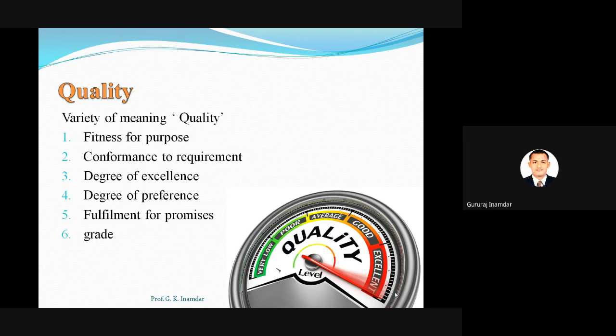Is it right? Conformance to the requirement. Again, conformance to requirement is nothing but we have to fulfill the requirement of that customer with the help of guarantee or warranty. So this is also quality. Degree of excellence: whatever your product is, it should be excellent, if you consider the number of points as per the customer requirement. So degree of excellence, we can say this is also quality.